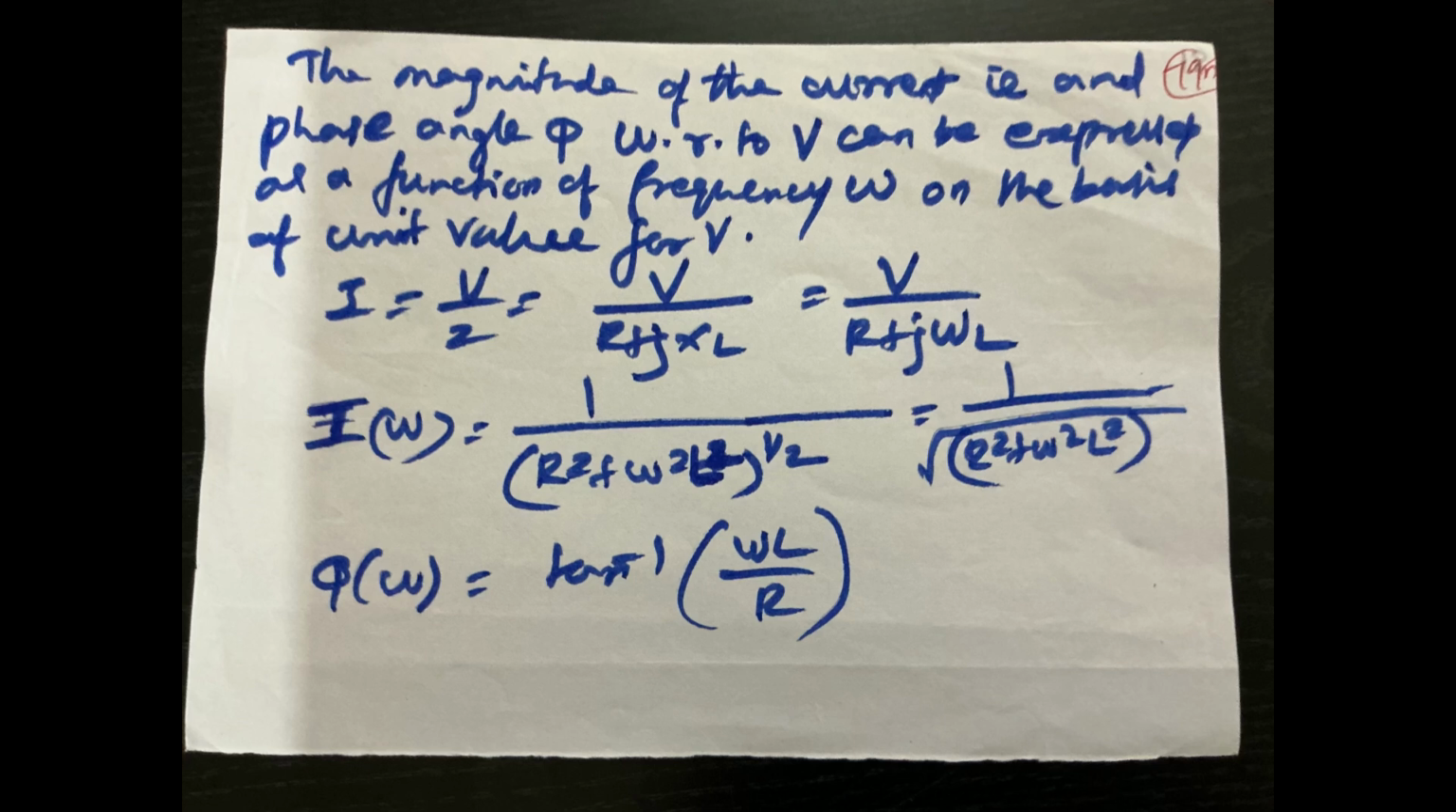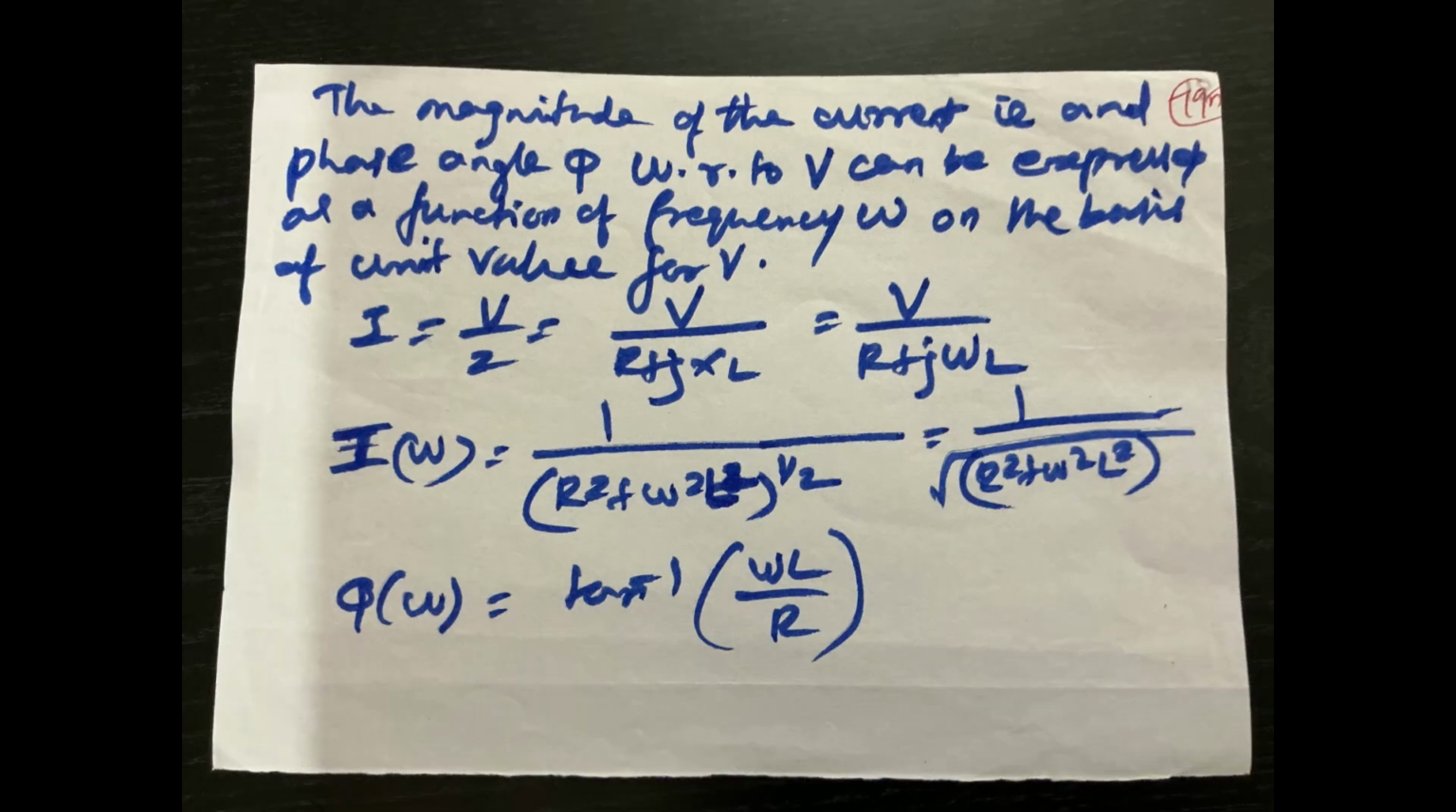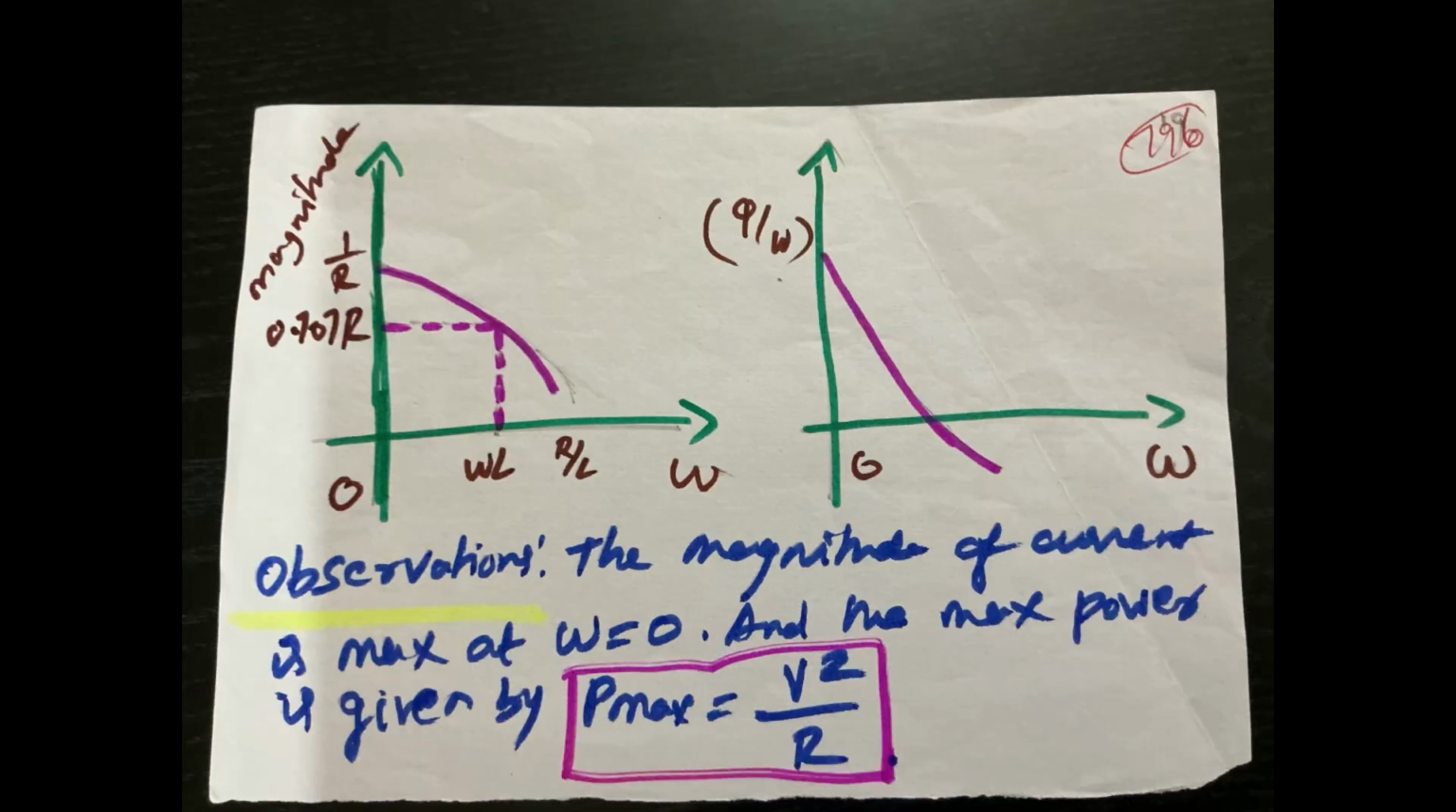The magnitude I of omega is 1 divided by the square root of R squared plus omega squared L squared, that is, to the power of 1 by 2. Phi of omega is tan inverse of omega L divided by R. That is the formula obtained for the frequency response. The graph is shown on that page.